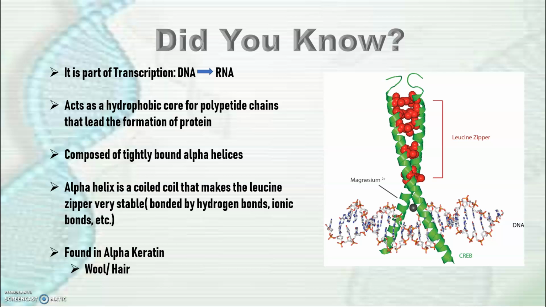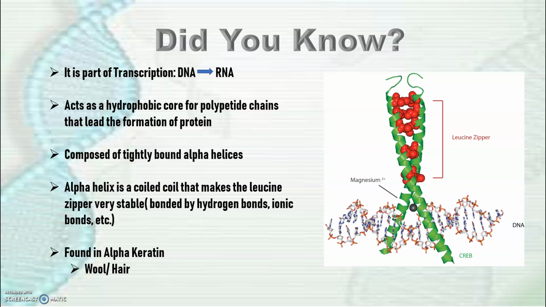Did you know? The leucine zipper is a part of transcription, which is where DNA goes to RNA. It acts as a hydrophobic core for polypeptide chains that leads to the formation of protein. It's composed of tightly bound alpha helices.